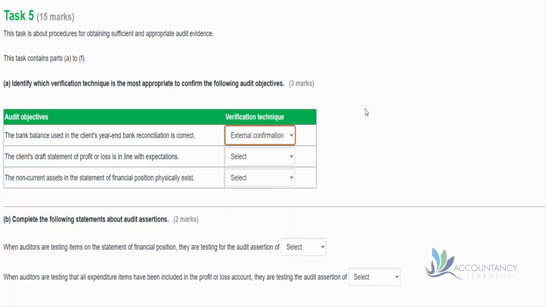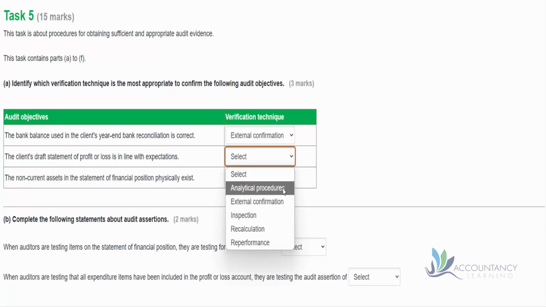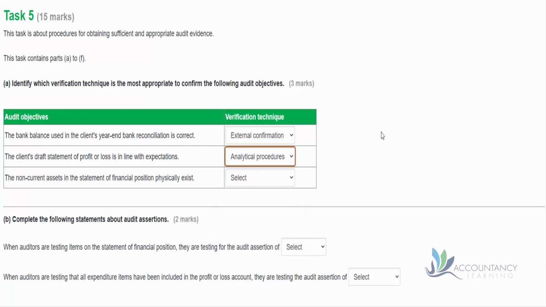Then next we've got the client's draft statement of profit or loss is in line with expectations. So when we're thinking about expectations, well, yeah, analytical procedures would be appropriate here because we could see that the profits each month were fitting in with our expectations. It was consistent with the prior year. So does it all sort of make sense? So that's quite a strong procedure.